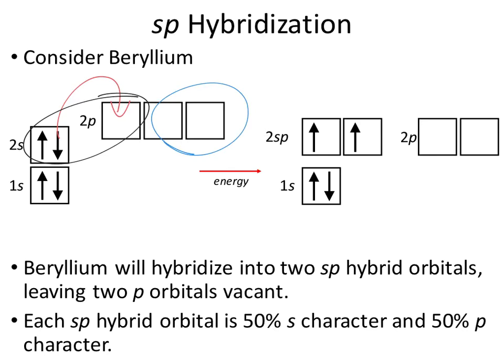And so in this case, we've only used 1 s and 1 p orbital, so s1 p1, we're going to have an sp orbital. And that, again, leaves two p orbitals vacant. So in this case, our character is going to be a little bit interesting because we have 50% s and 50% p in terms of the character of the hybrid orbitals.